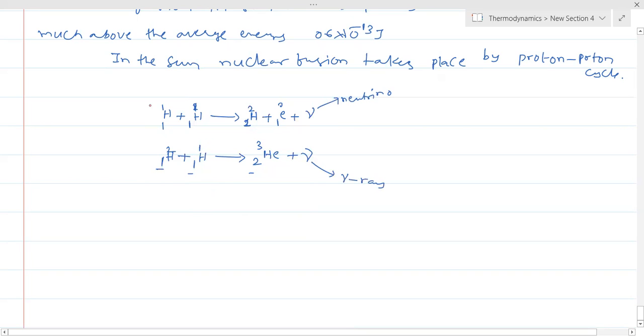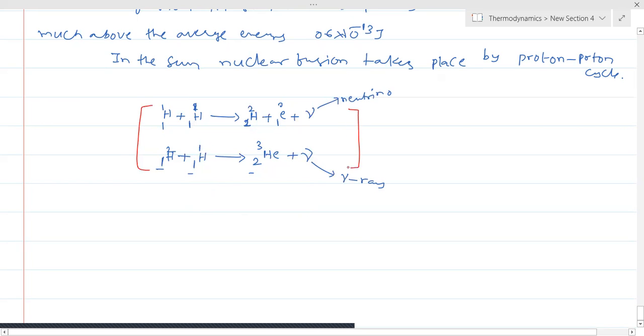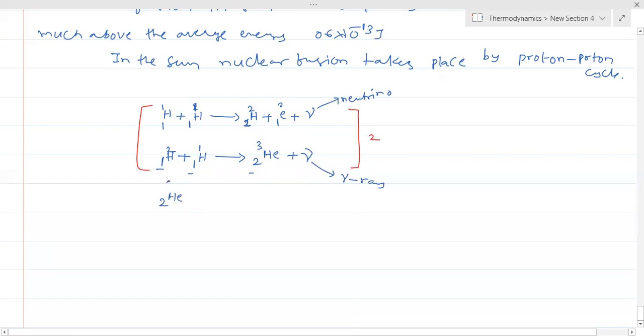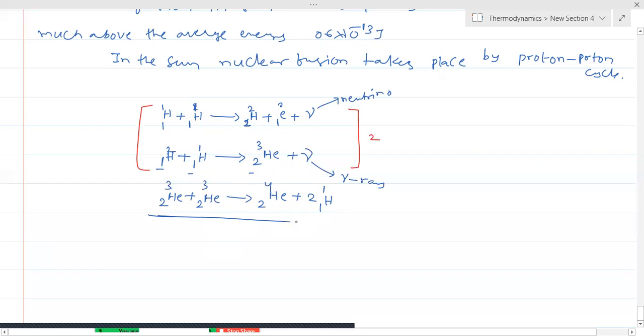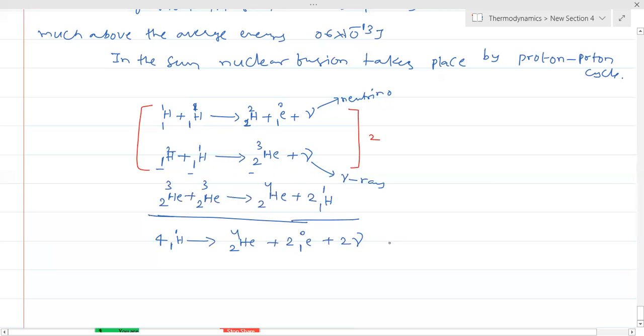We solve this equation by multiplying the first two steps by 2, and then we get 2 helium-3. Again, it interacts with 2 helium-3 to give 2 helium-4 plus 2 1H1. After balancing, the resultant is 4 1H1 gives rise to 2 helium-4 plus 2 1e0 plus 2 neutrino plus 2 gamma ray plus energy. That energy is approximately equivalent to 24.6 MeV.